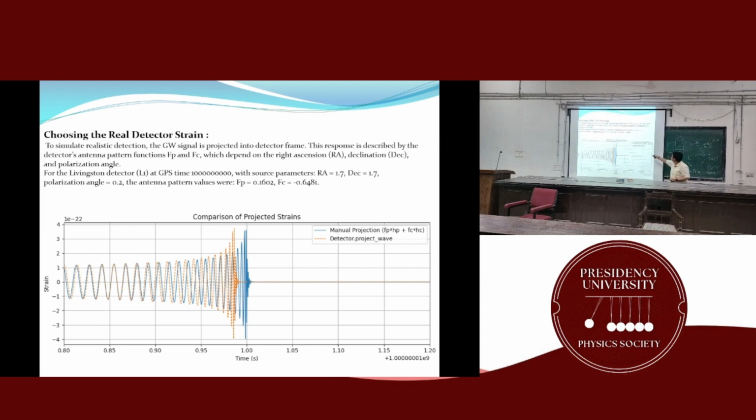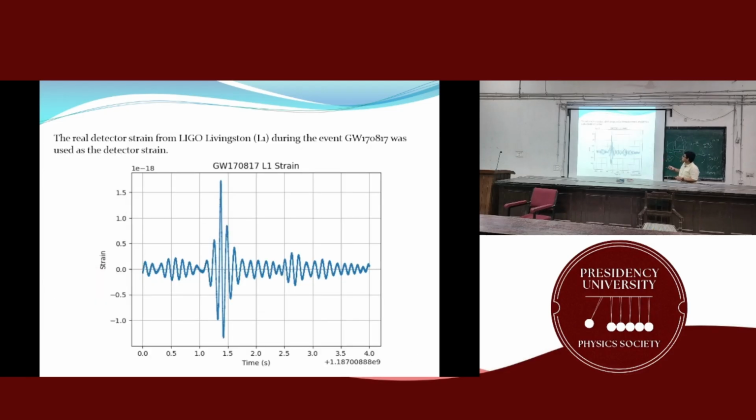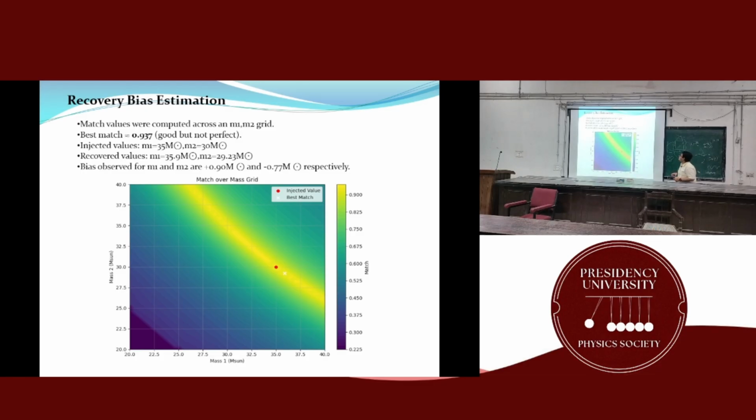So we work with this waveform here. Yes, it is 10 to the power 9 scale. Compare the projected strain, and this is the actual LIGO strain we are using, and this is the recovery data we have gotten. Here we have used grid based detection. The best match is 0.937, and recovered values are 35.9 and 29.23 solar masses with a bias of almost 1 solar mass. Here the white cross is the best match and red is the injected value.